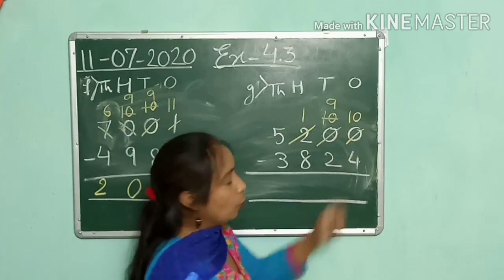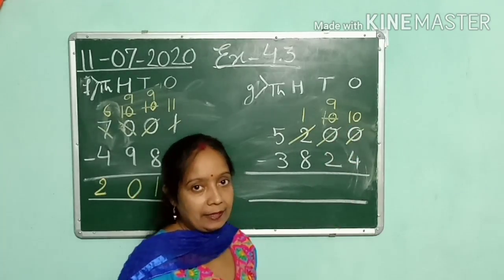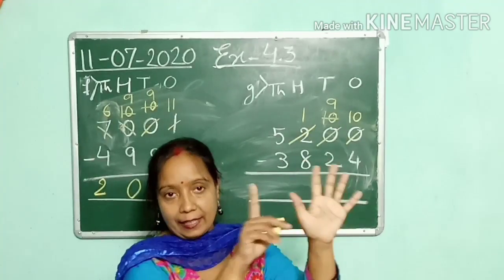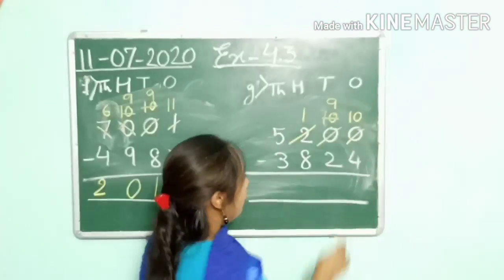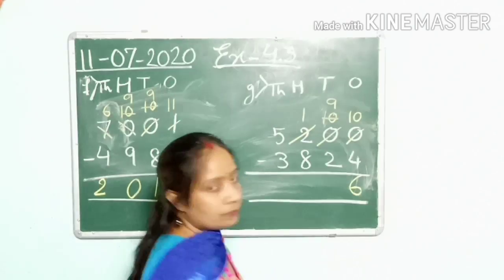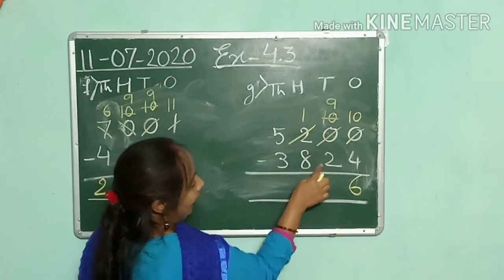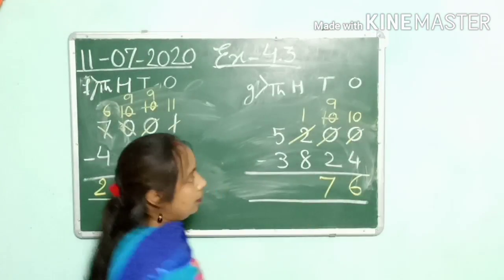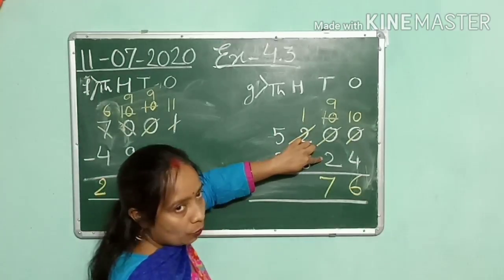Now 10 minus 4. So after 4 you start counting till 10. After 4: 5, 6, 7, 8, 9, 10. How many fingers? 6. So write here 6. Now under the tens column subtract 9 and 2. So 9 minus 2, 7. 9 is greater than 2, no need to borrow.